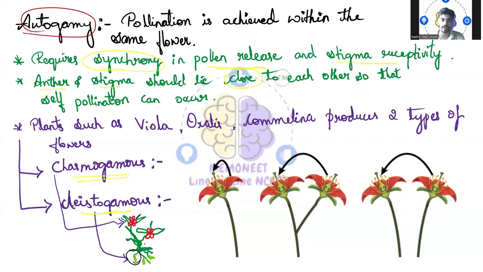So in this way, cross-pollination will obviously not happen. In the chasmogamous flower, sometimes under some rare condition, cross-pollination might occur, but in the cleistogamous flower, under any condition, cross-pollination will never occur. There is no chance of cross-pollination itself. Is this clear to you all? Yes.